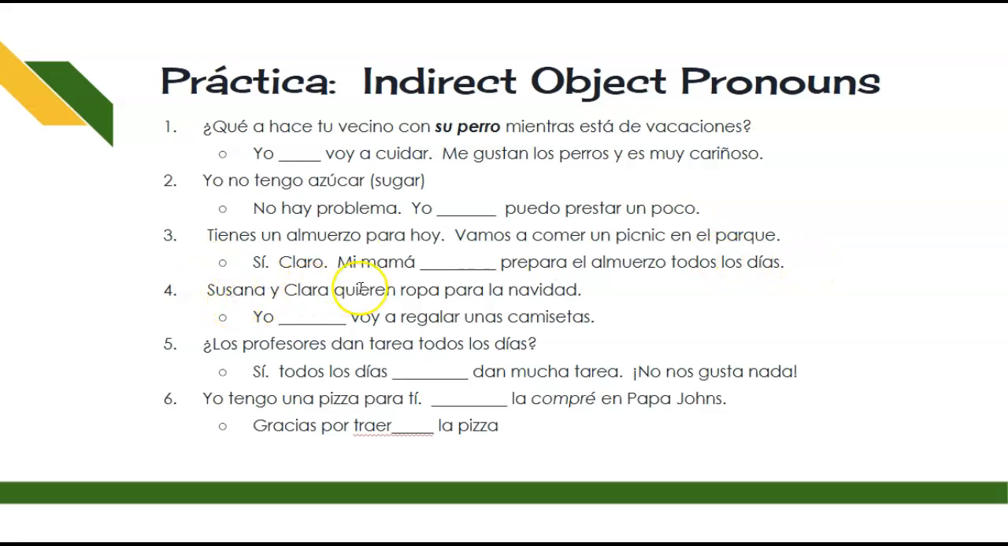Susana y Clara quieren ropa para la Navidad. Susana and Clara, they want clothes for Christmas. Oh, I'm going to buy them. Voy a regalar unas camisetas. I'm going to give them some t-shirts. Yo, and then Susana y Clara, they're two people, so it'd be les. Yo les voy a regalar unas camisetas.